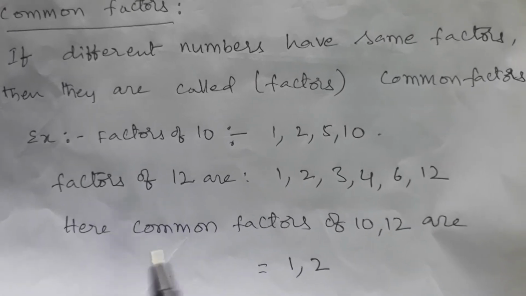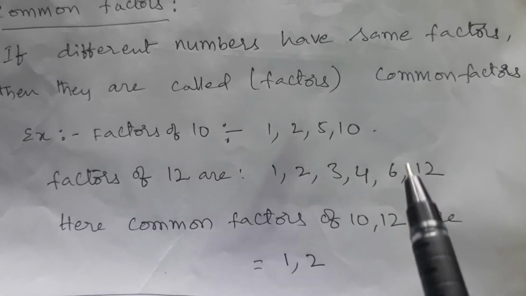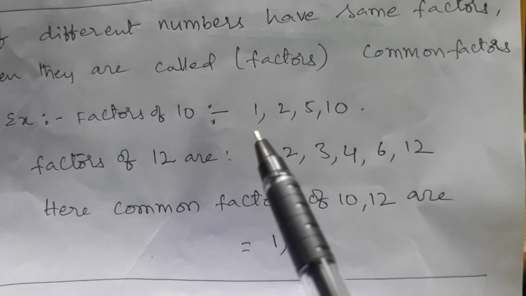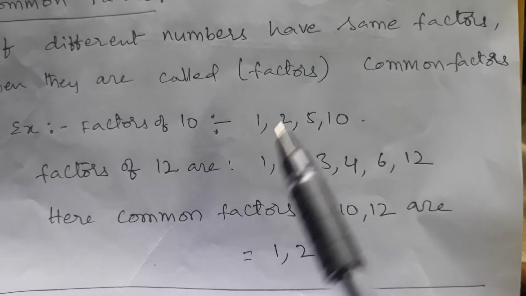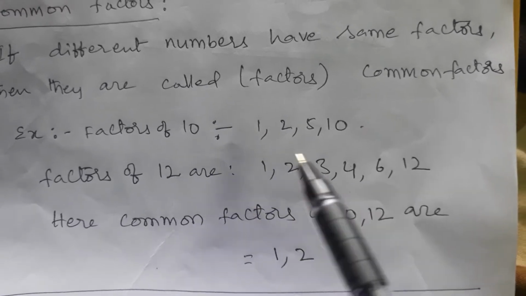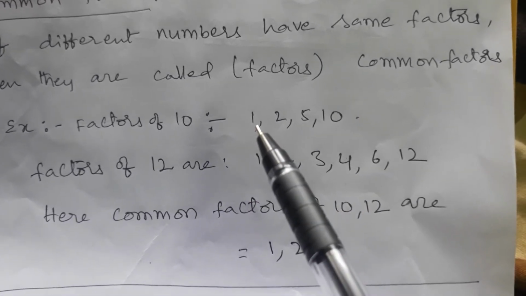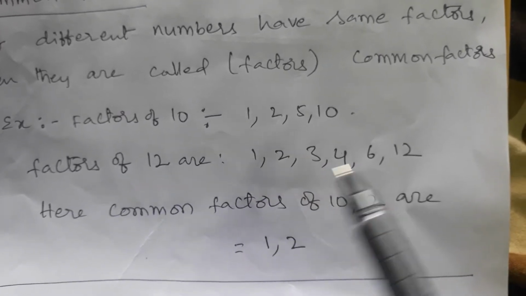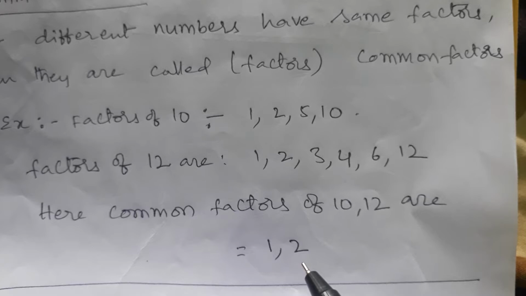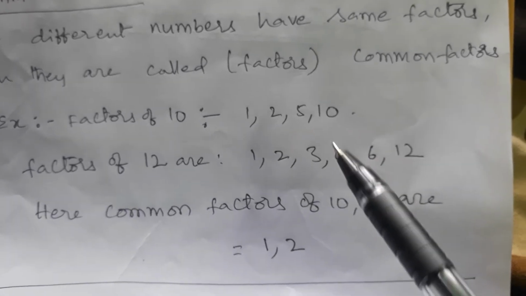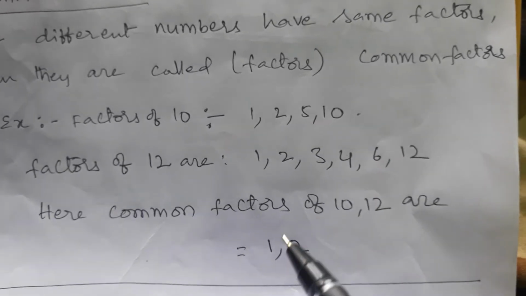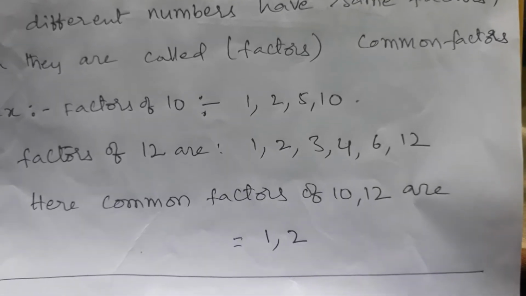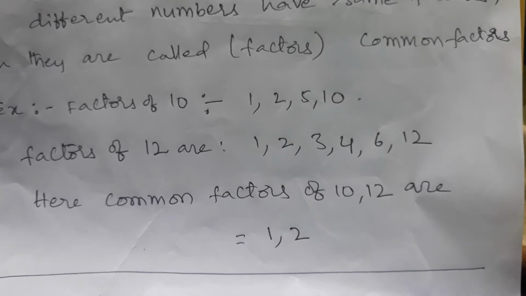Now see what is common in these two sets of factors, the common factors of 10 and 12. One is a common factor for 10 and 12, and 2 is also a common factor for 10 and 12. Is there any other number? No, only two common factors, 1 and 2. These are called common factors.